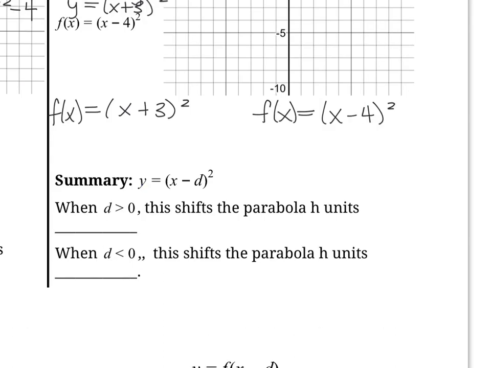So let's take a quick look at how we're going to represent horizontal translations algebraically. For vertical translations, we use the letter C. For horizontal translations, we use the letter D. Don't be confused if it's a different letter than you used before. It really all means the same thing. If we're adding or subtracting that value directly to the x, we know it's going to be a horizontal shift. Remember that when we were dealing with vertical shifts, it was outside the function. It looked like that. So that's how we're going to tell the difference.